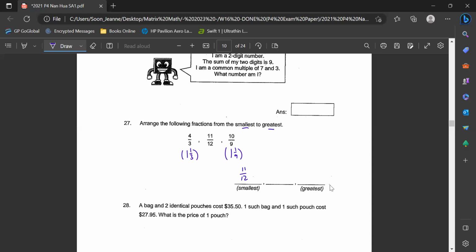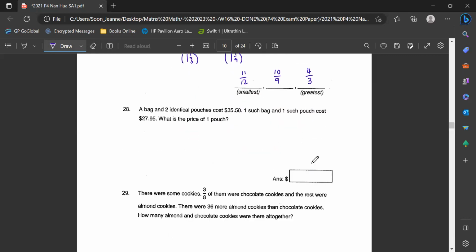So the next one will be the second greatest, which is 1 whole and 1/9. Sorry, you cannot write 1 whole and 1/9. You need to write the one that is given to you, the original fraction, because 1/9 is smaller than 1/3. That is why this one comes second. So you must write the original fraction, 10 over 9, and the last one is 4 over 3. Question number 29. Question 28 you can do.